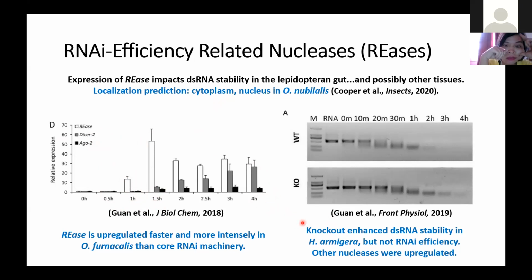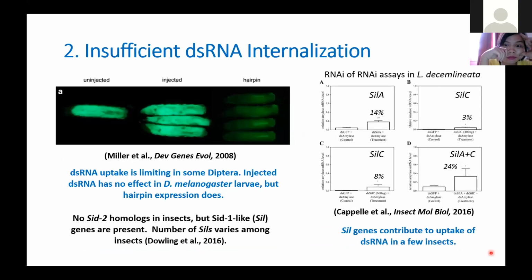And when a knockout line of cotton bollworm was created that lacked the REase gene, you can see that it enhanced double-stranded RNA stability compared to the wild type. Unfortunately, RNAi efficiency was not enhanced, because a plethora of other nuclease genes were upregulated upon knockout. So instability of double-stranded RNA is a major issue that needs to be overcome in insects.